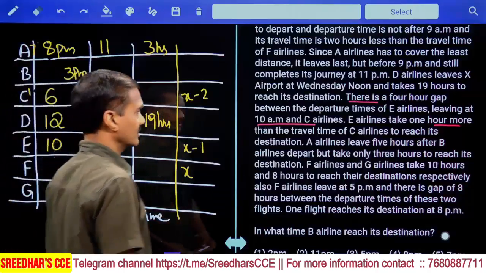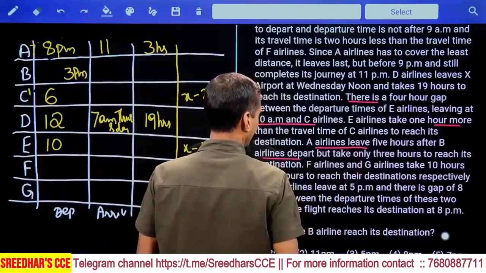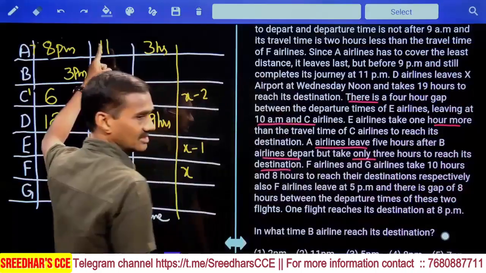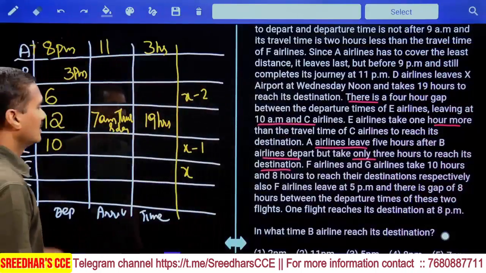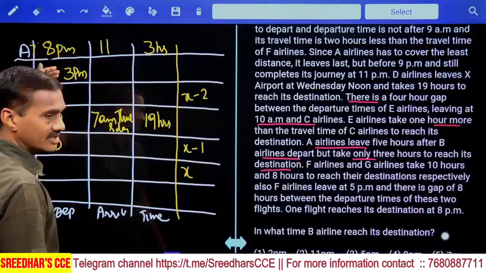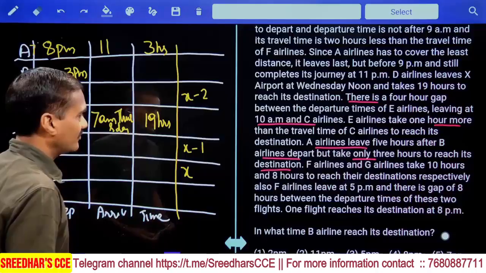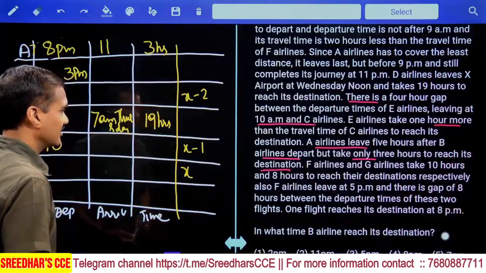Now coming to this one. A airlines leave 5 hours after B airlines depart but take only 3 hours to reach its destination. Hence it is reaching at 11 o'clock. It is taking 3 hours means it has to start at 8 o'clock. And 8 o'clock means this B has to start 5 hours before this 8 o'clock, that is at 3 pm. And F airlines and G airlines take 10 and 8 hours to reach the destination respectively.